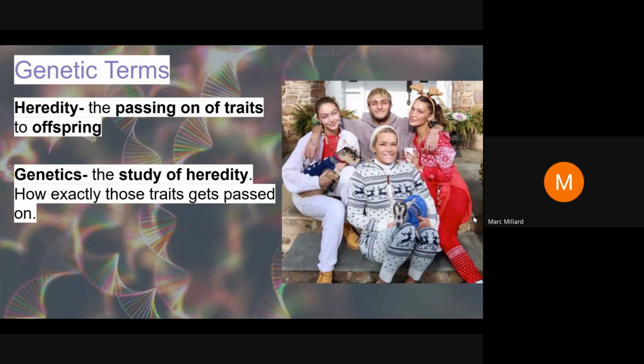So let's look at some new genetic terms. First, heredity. Heredity is the passing on of traits to offspring, so from parents to children. Genetics is the study of heredity. We want to know, how do those traits get passed on from one generation to the next?